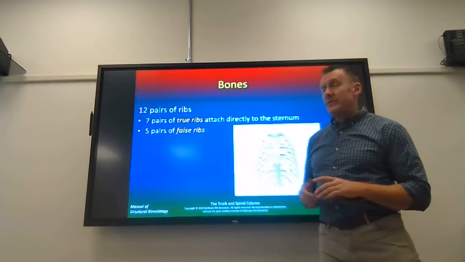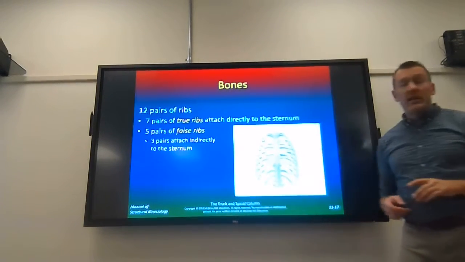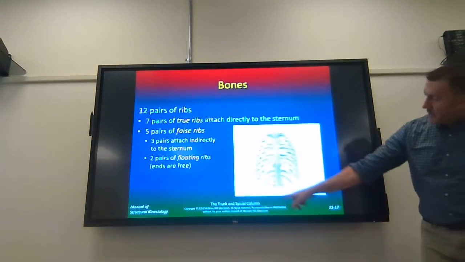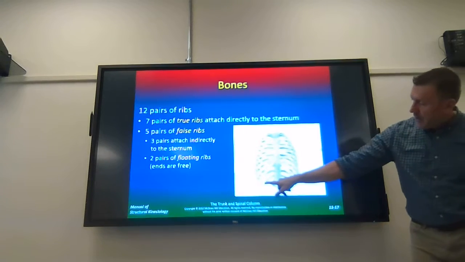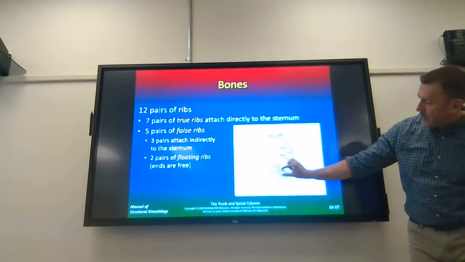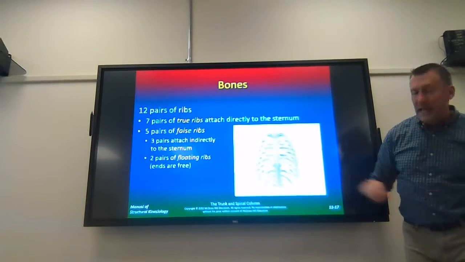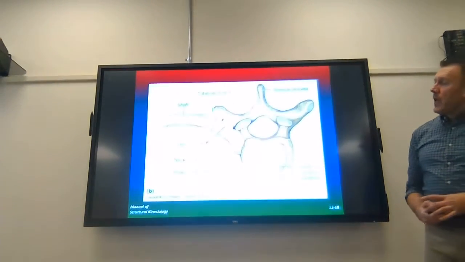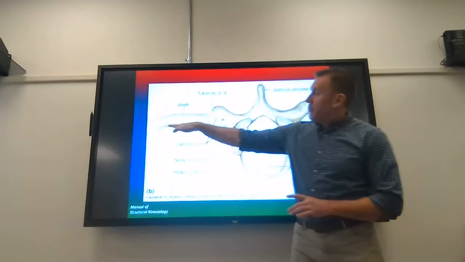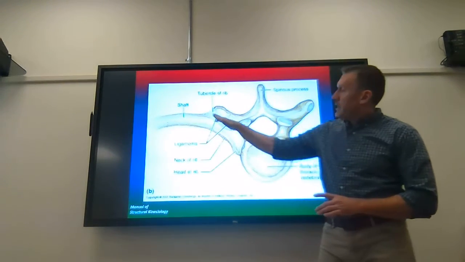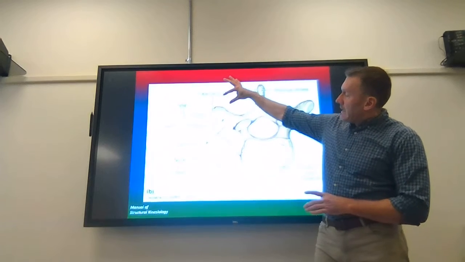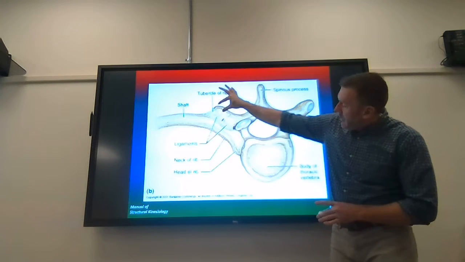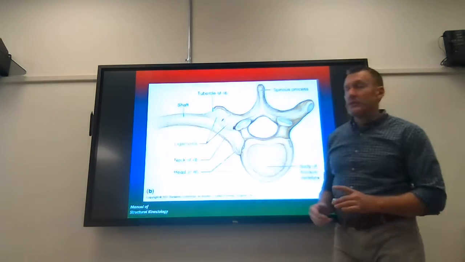5 pairs of false ribs. So 3 of these attach indirectly to the sternum, and then 2 pairs are considered floating ribs. So you can see these 2 pairs, 11 and 12, on each side that have a connection to the 11th and 12th thoracic, but they have no anterior connection to the sternum. And so you can just see how on the posterior side, each rib kind of pivots in, and that's where you have that connection between the transverse and then the superior costal facets. So here and here is where you have those connections.